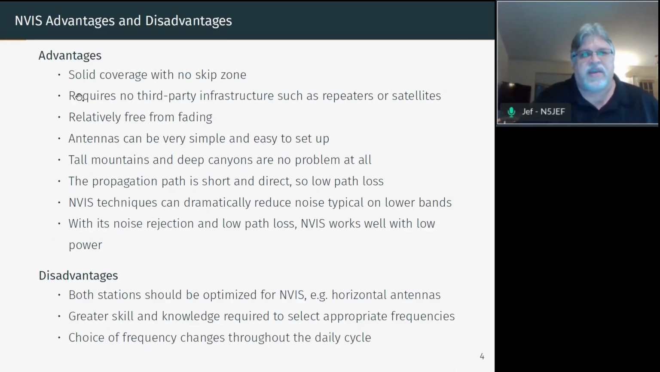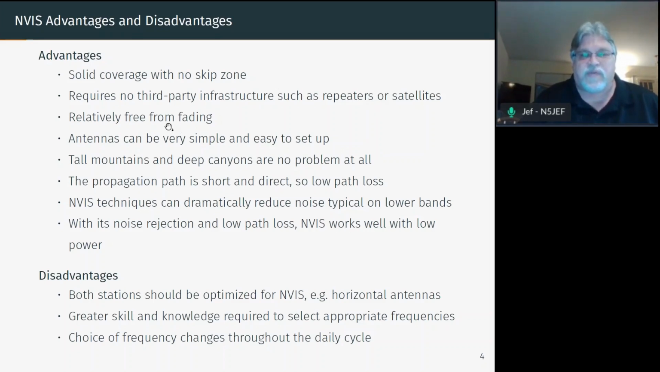So the advantages, again, solid coverage with no skip zone. We'll talk a little bit more about what a skip zone is, but anyone who's worked with DX knows that they can't hear people who are close to them, but they may hear someone 1,000, 2,000 or more miles away. Requires no third-party infrastructure, such as repeaters or satellites. So that's a very strong reason for its emergency strengths.